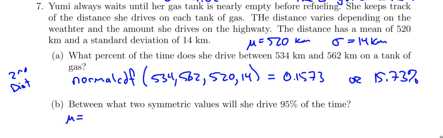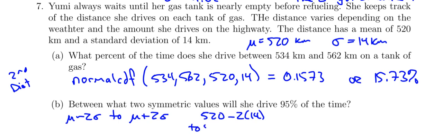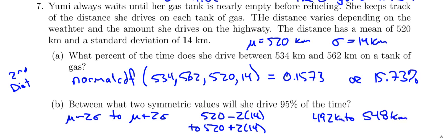So if we take our mean, and we subtract two standard deviations to our mean plus two standard deviations, that should be roughly 95% of the time here. And so that's going to be 520 minus 2 times 14 to 520 plus 2 times 14. And when we do that, we get the numbers 492 to 548 kilometers. She will be somewhere between those two values 95% of the time.